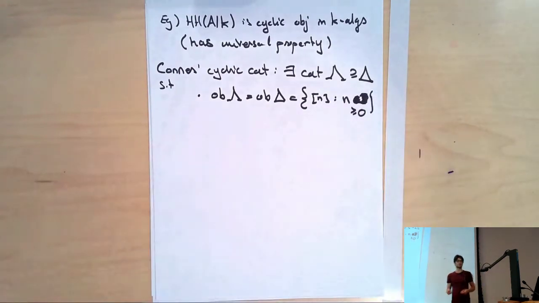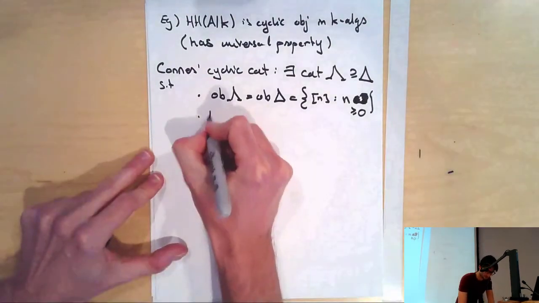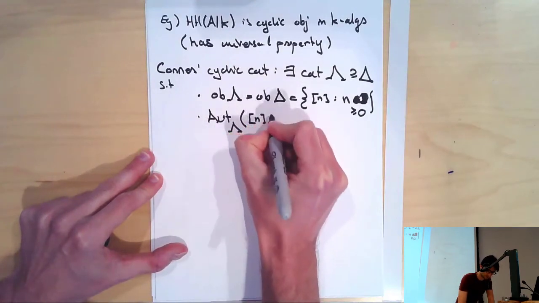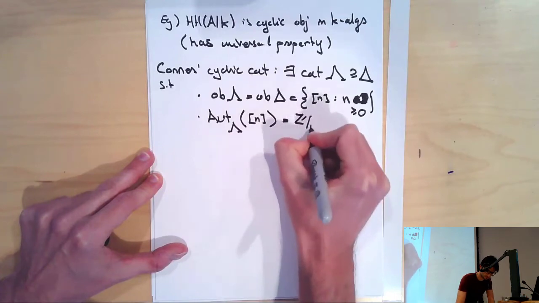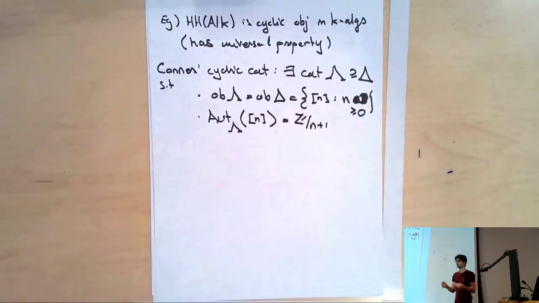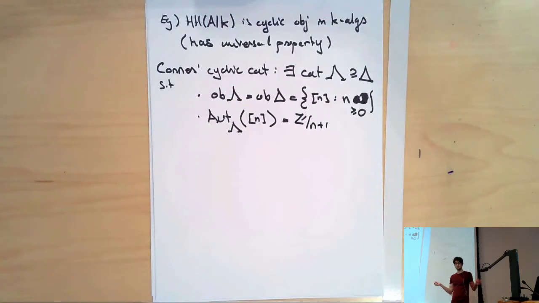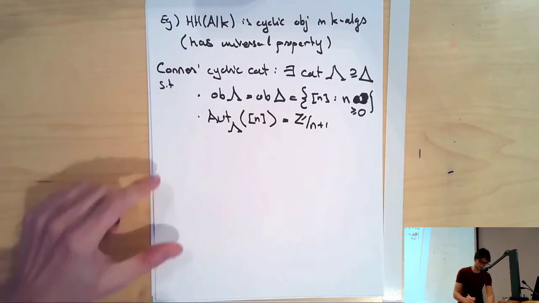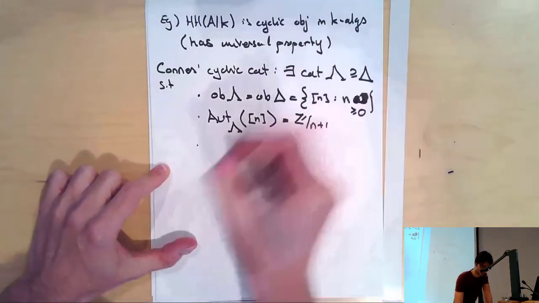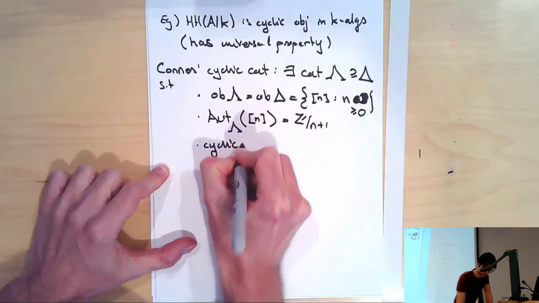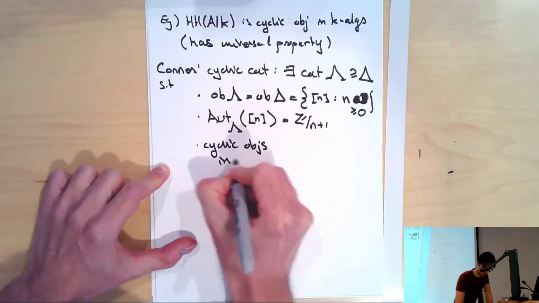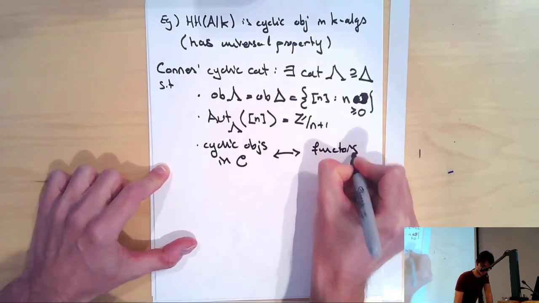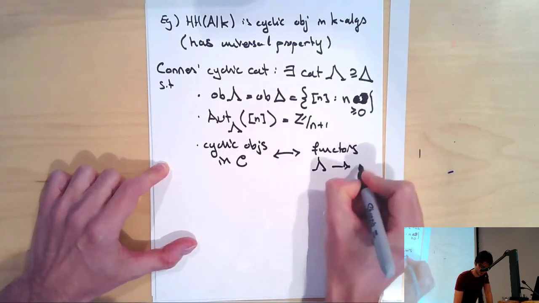As I vary over positive integers. But I add in lots more automorphisms. So in the simplicial category delta, there are in fact no non-trivial automorphisms of objects. And what I now do is I add in a whole bunch more, so my nth object is acted on by z mod n plus 1, and this is set up in such a way so that cyclic objects in my category C correspond exactly to functors from lambda to C.